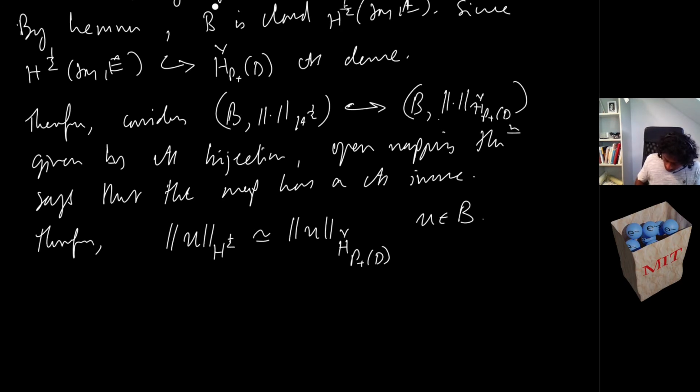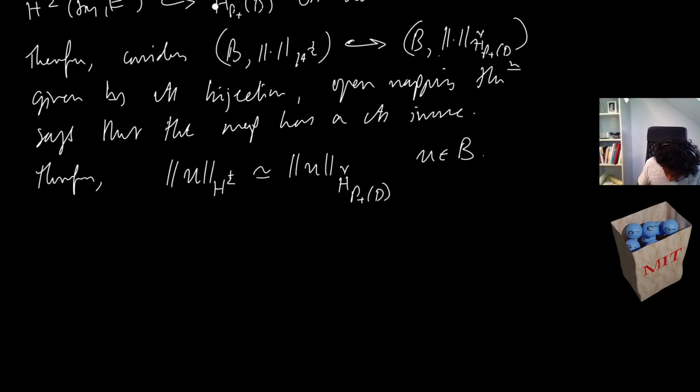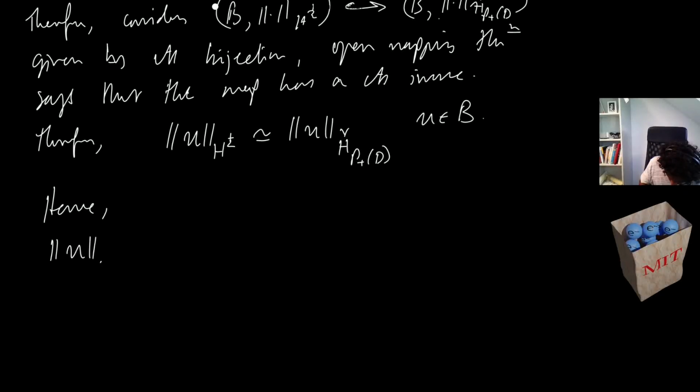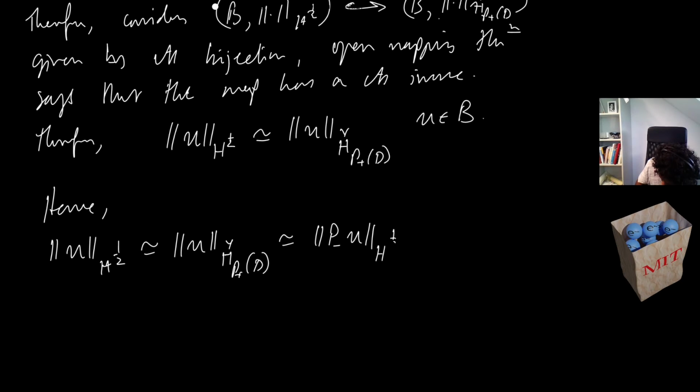Right. So why is that important now? Hence, what can we show? So we have the H half norm of u, and this is comparable to the H check P plus of D norm. And what's this equal to? So this is comparable to the H a half norm of P minus of u plus now the H minus a half norm of P plus of u. That's the description of the check space with respect to the boundary decomposing projector.